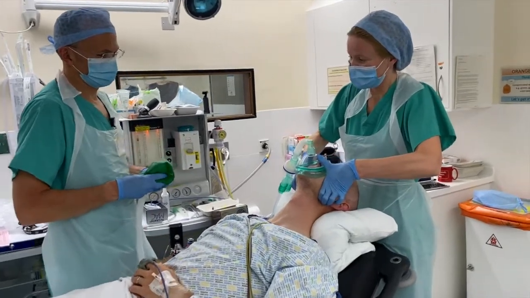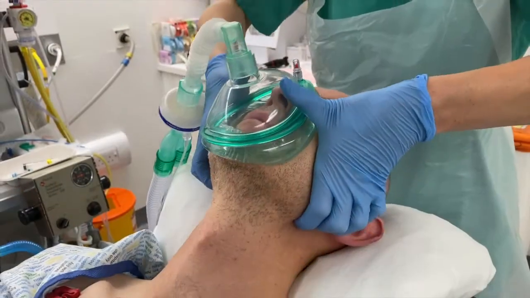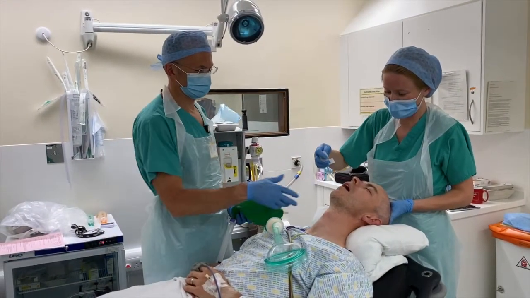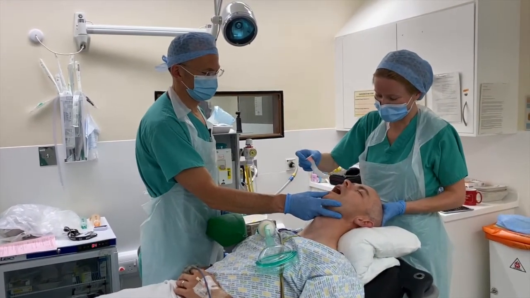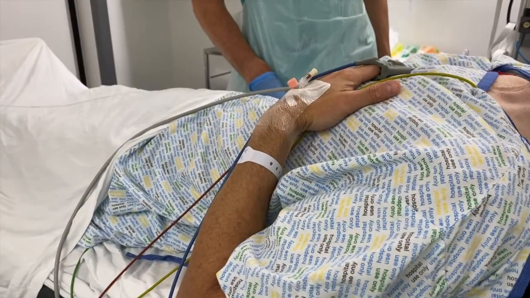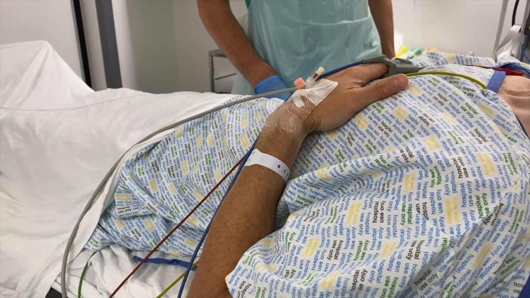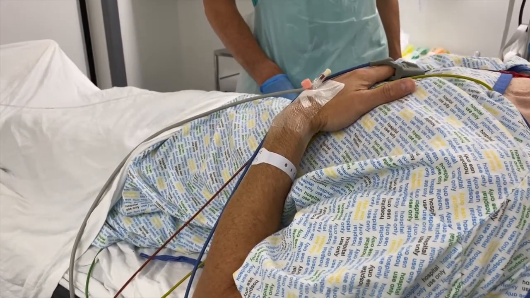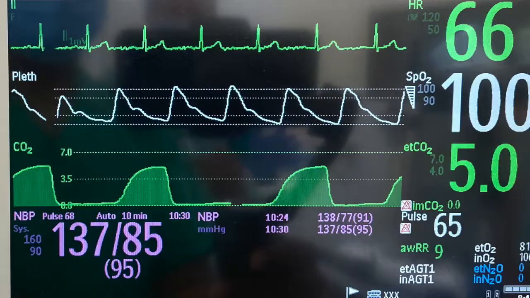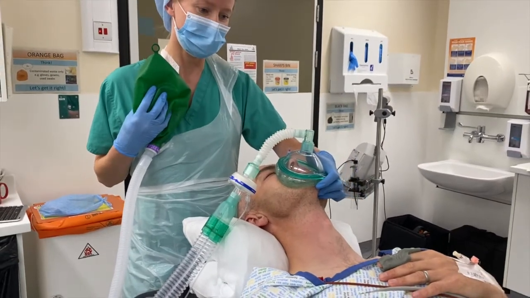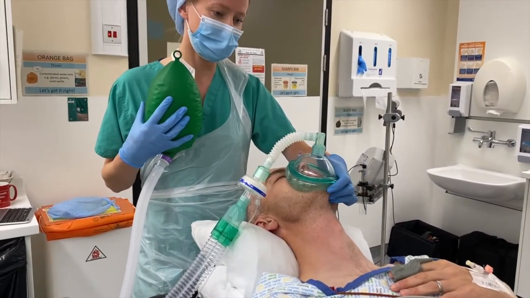You may require additional maneuvers, like jaw thrust, or the use of adjuncts such as the oropharyngeal airway. Avoid excessive pressure or rapid ventilation, as this may cause barotrauma and insufflation of the stomach with air, which increases risk of aspiration. Continuously assess for adequate chest movement, absence of leak, and presence of capnography trace to ensure airway patency, until a more definitive airway is secured if this is planned.